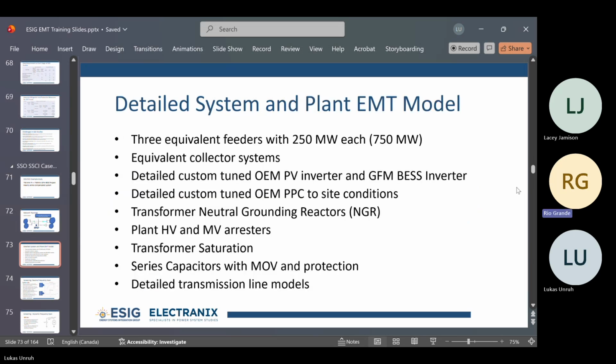So just some details on the plant. There were 3 equivalent feeders with 250 megawatts each, with collector systems, detailed, custom-tuned OEM PV inverter and battery inverter and PPC. The transformer neutral grounding reactors involved, arresters, transformer saturation, series capacitors with MOV and protection, and detailed transmission line models.